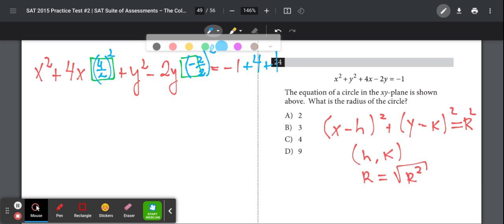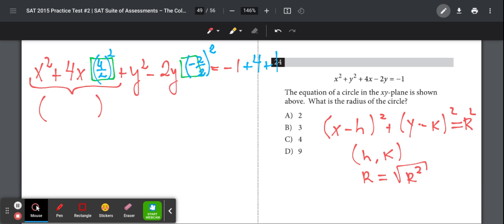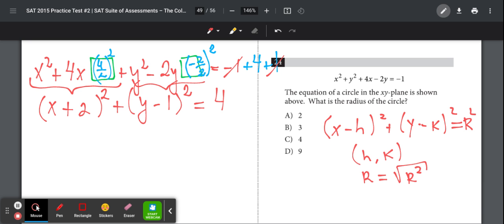Okay. So now I am ready to complete the square. These 3 terms will factor into (x plus 2) squared, and then the y terms would be (y minus 1) squared. The -1 and +1 will cancel, and I'll have the standard form of equation of a circle. Now, the question is asking for the radius of that circle. My radius is going to be square root of the constant, so in my case, that is 2, and A is going to be the correct answer here.